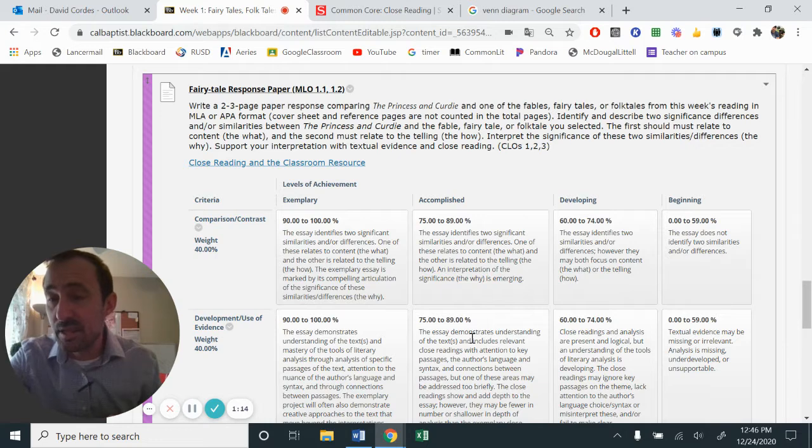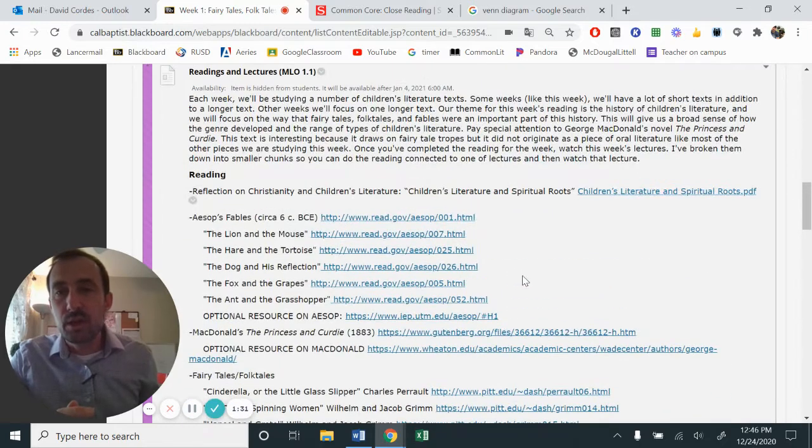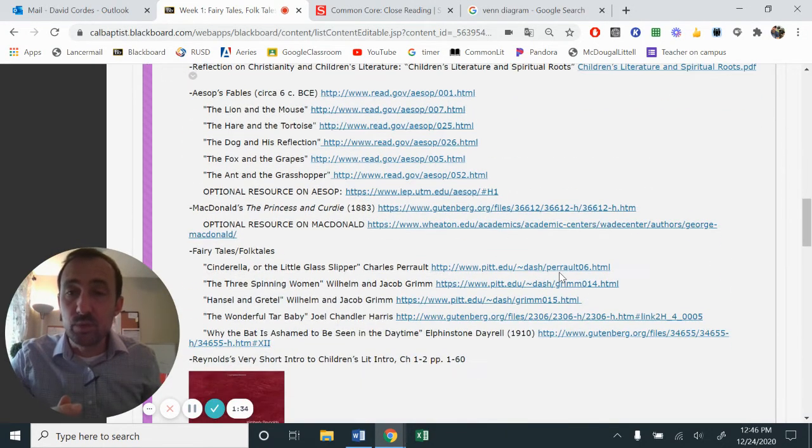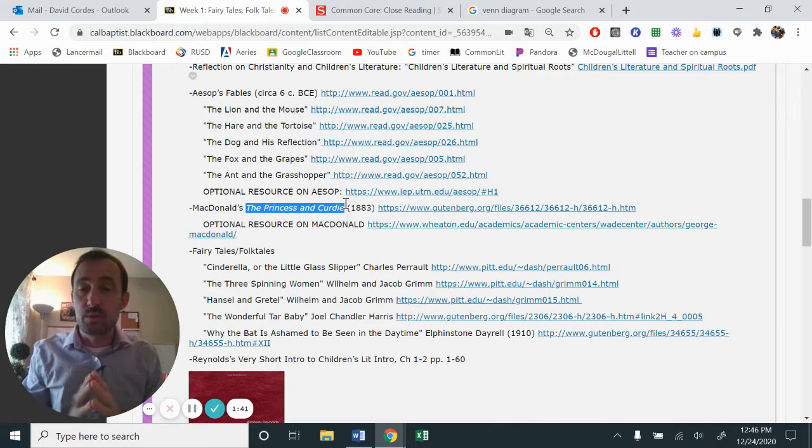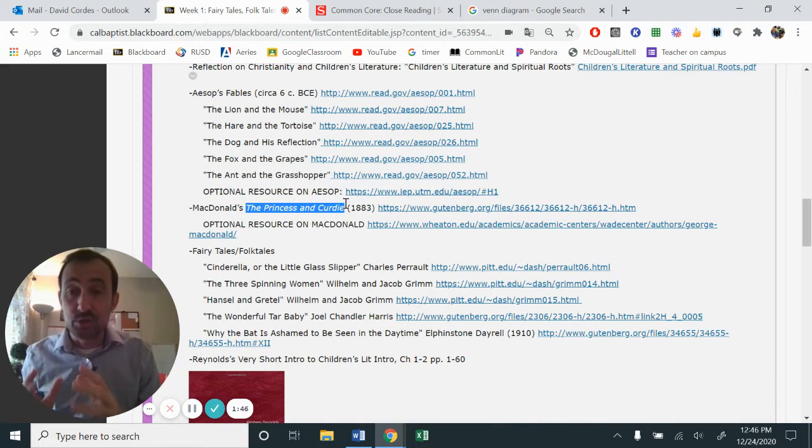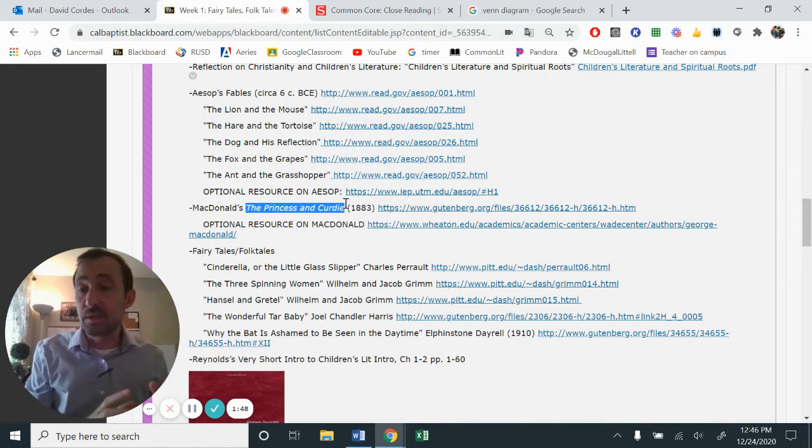Before you jump into the text, before you start to brainstorm, there's certain preliminary items that you'll have to do. First, obviously, is to conduct your readings. This assignment asks you to compare and contrast The Princess and Curdie with one of the other fairy tales. So if you look here, there's lots of different fairy tales from this week. You've got Aesop's Fables. You've got some traditional fairy tales. The Princess and Curdie is the primary one that we want you to focus on, so having good knowledge of that story as well as something that you find familiar.